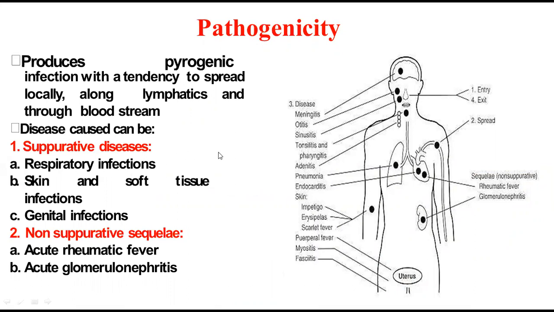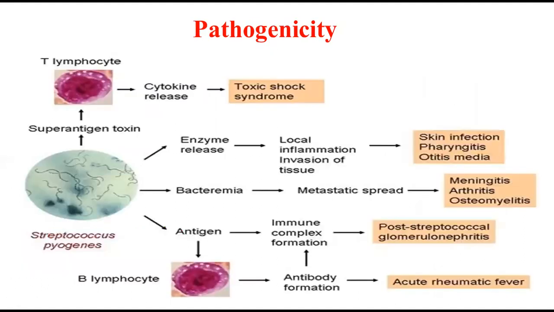What is suppurative disease? Those diseases that include pus formation. These include respiratory infections, and we will discuss those infections in the later videos. It can also cause skin and soft tissue infection, and genital infections. In non-suppurative disease, there is no pus formation; these include acute rheumatic fever and acute glomerulonephritis. We will also discuss this in the later videos.